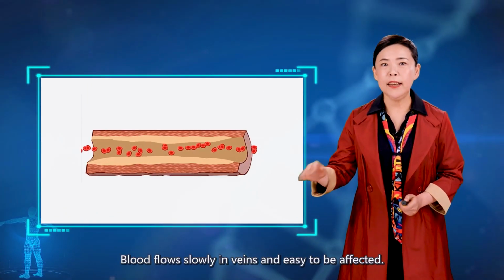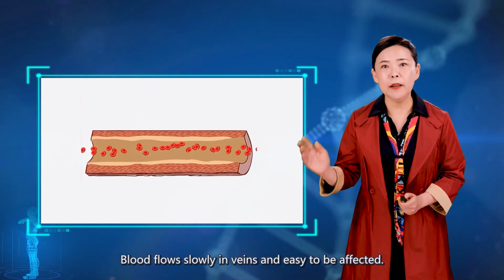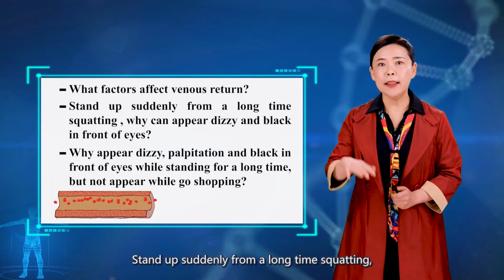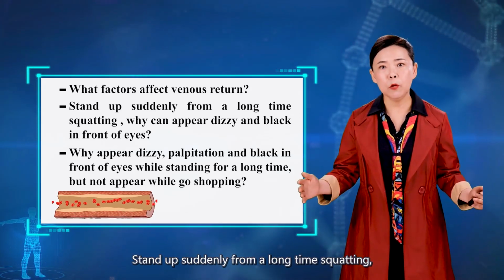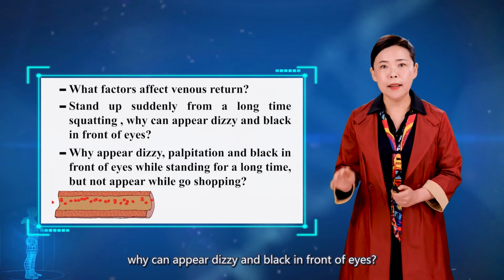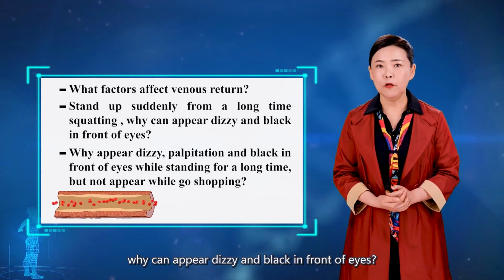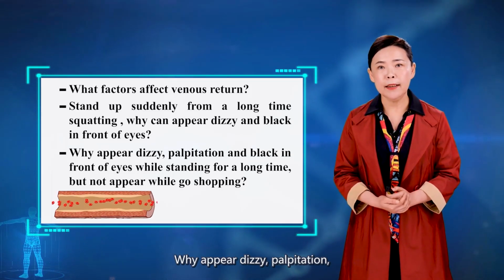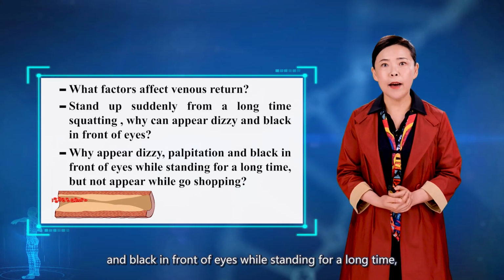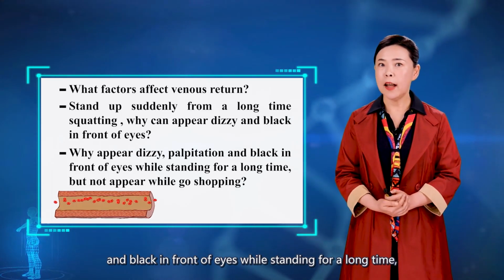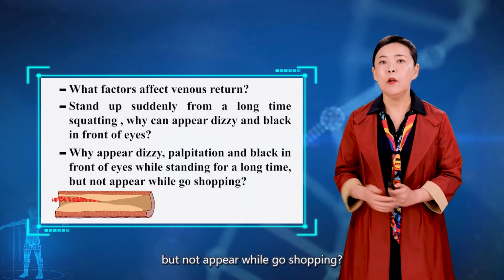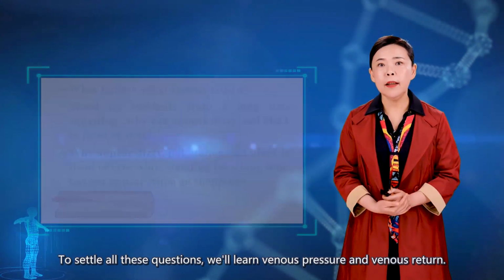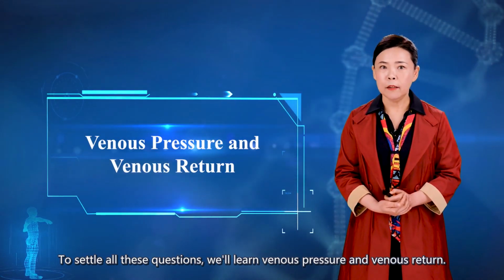Blood flows slowly in veins and is easily affected. What factors affect it? Why do we appear dizzy and see black in front of our eyes when standing up suddenly after squatting for a long time? Why do dizziness, palpitation, and black in front of the eyes appear while standing for a long time, but not while going shopping? To settle all these questions, we'll learn about venous pressure and venous return.